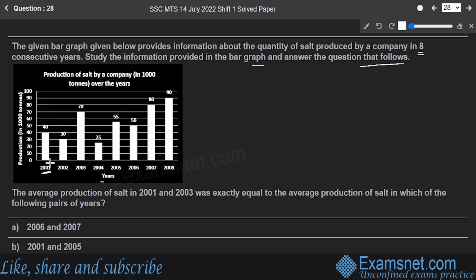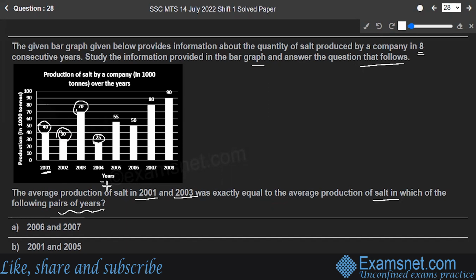So in 2001, 40,000 tons production was there. 2002, it dropped to 30,000. In 2003, it went to 70, then it dropped to 25. So this is basically the data. Now, what do you have to find out? You have to find out the average production of salt in 2001 and 2003 was exactly equal to the average production of salt in which of the following pair of years.